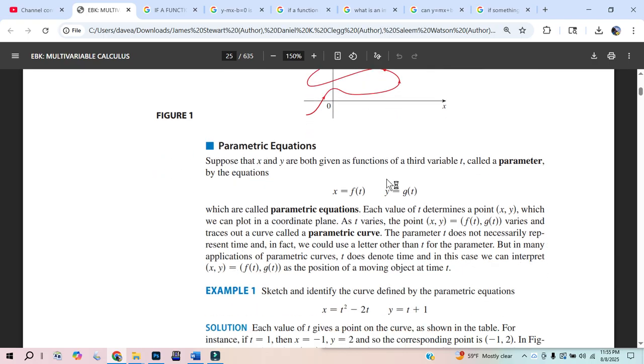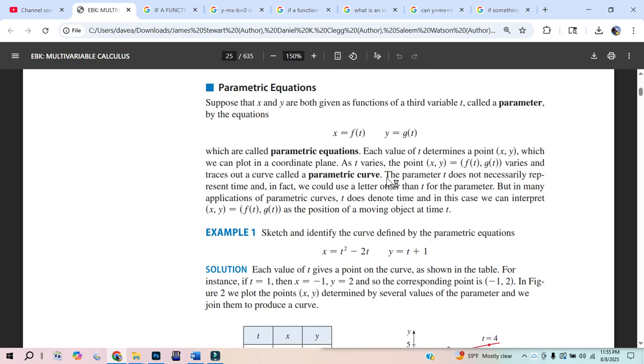So you don't have to have the time values be the same, but if these time values are the same, that's going to represent that point. They didn't really explain it like I just did, but they do say each value of t, if t is the same number for both these equations, determines a point xy, which we can plot in a coordinate plane. And that's going to be a point on that curve.